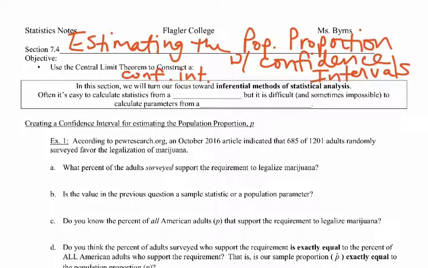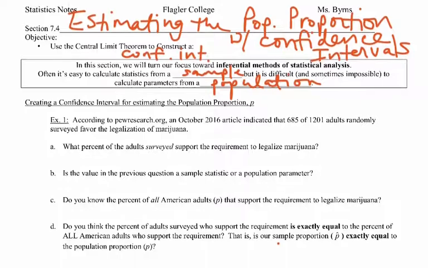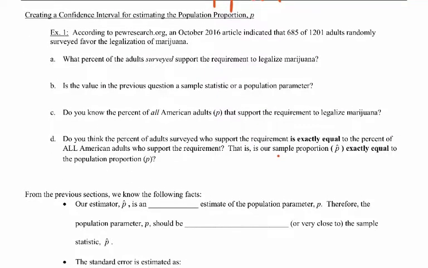So in this section, we'll turn our focus towards inferential methods of statistical analysis. Often it's easy to calculate statistics from a sample, because we always know what's happening with our sample. But it's difficult and sometimes impossible to calculate parameters from a population. And so when we take surveys, for example, we want to have an idea of what the population parameter would be based on our survey. And so our goal is to get the survey as accurate and precise as possible. So let's look at an example.